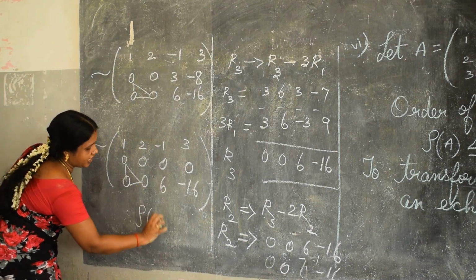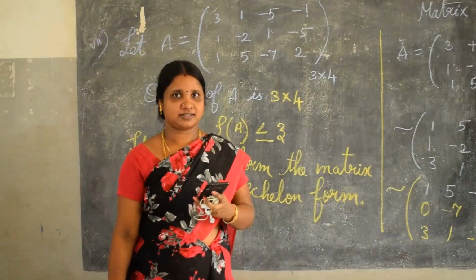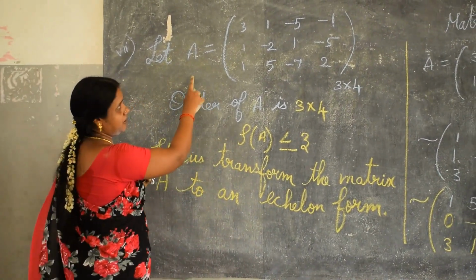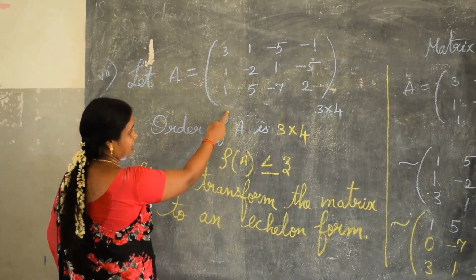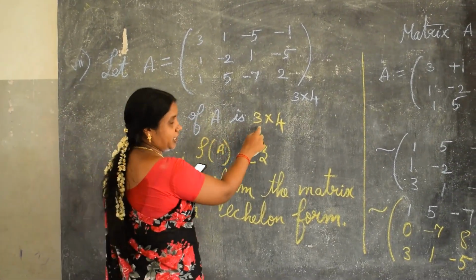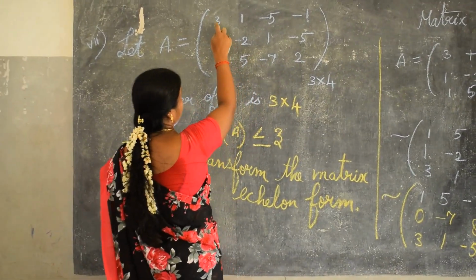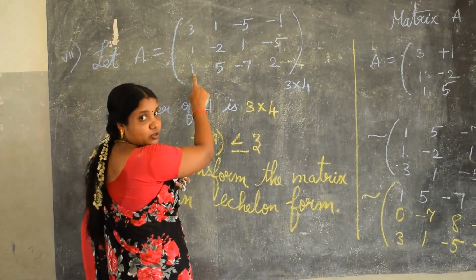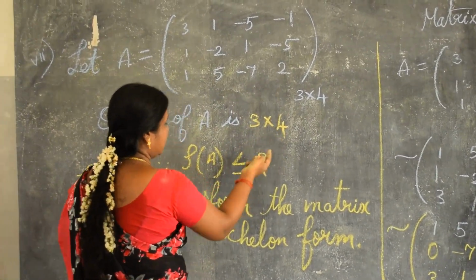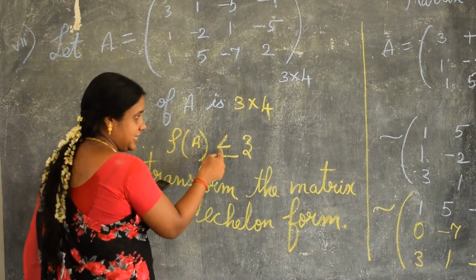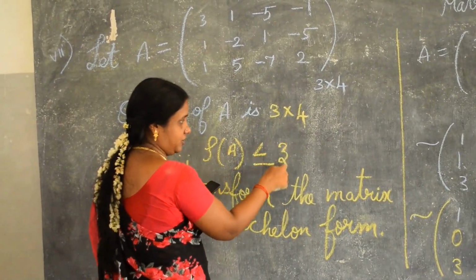That's all. See, our last problem is, let A be equal to the given matrix. What is the order here? 3 rows and 4 columns. How many rows? 1, 2, 3. 3 rows, 4 columns. So 3 by 4. What is the rank of A? It should be less than or equal to the minimum here, 3. So you have to write rank of A is less than or equal to 3.